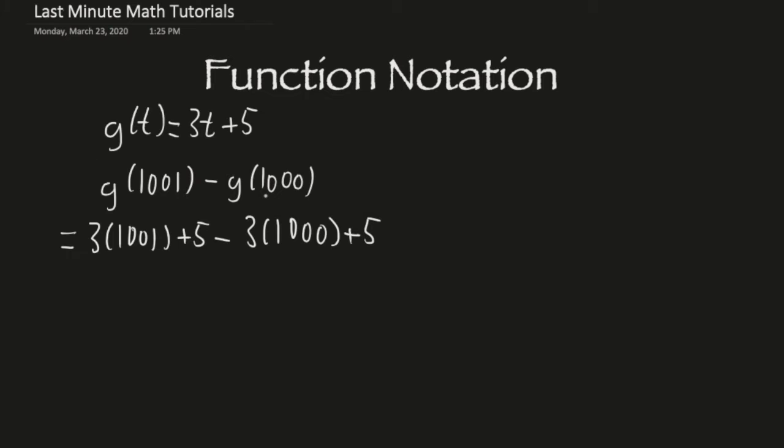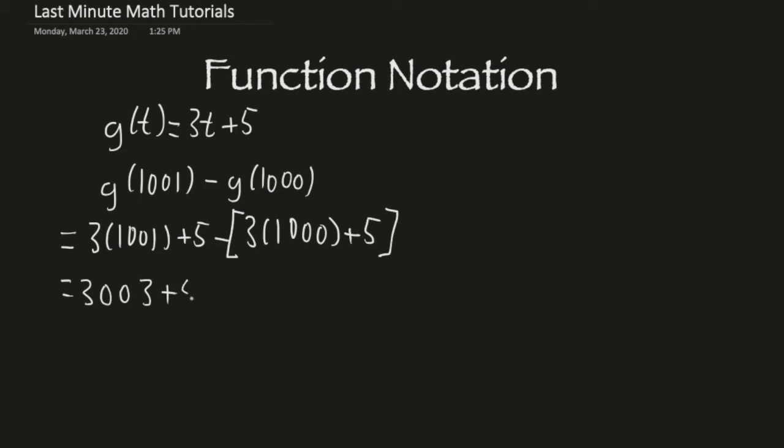However, there's one thing wrong here. It's that since we have minus g of 1000, we have to put everything here in brackets. 3 times 1000 plus 5. Everything there has to be in brackets because g of 1000 is a term by itself, meaning that we multiply all the terms inside g of 1000 by -1. So now we're going to solve that.